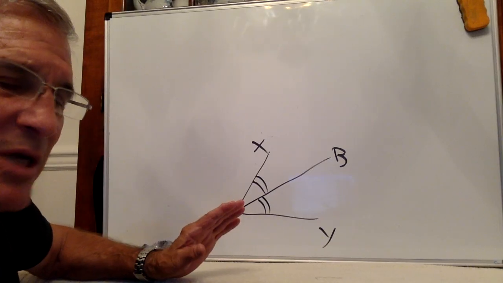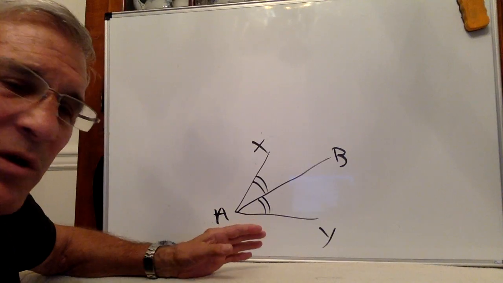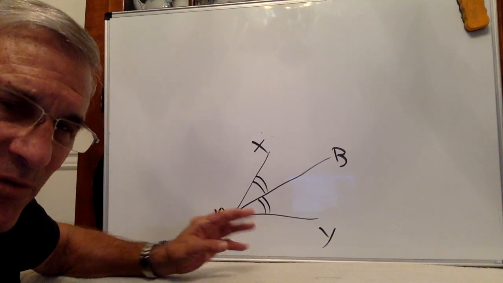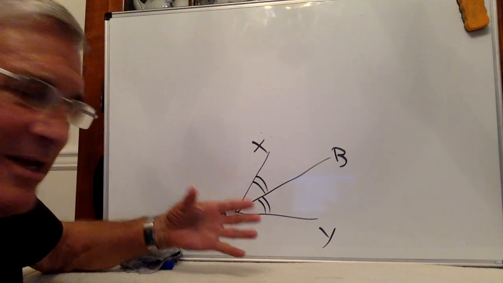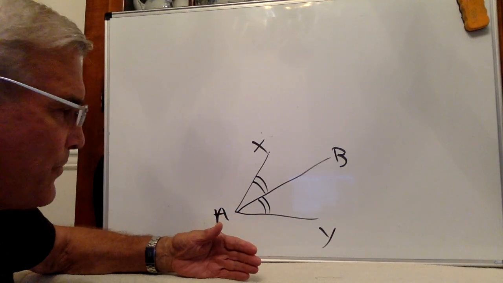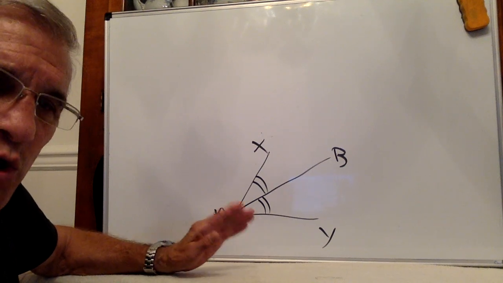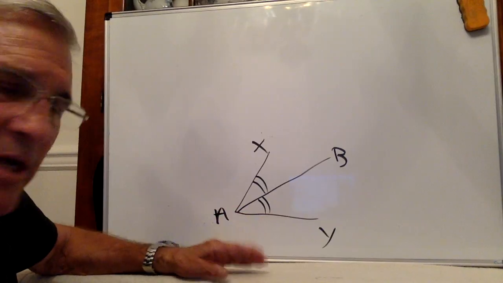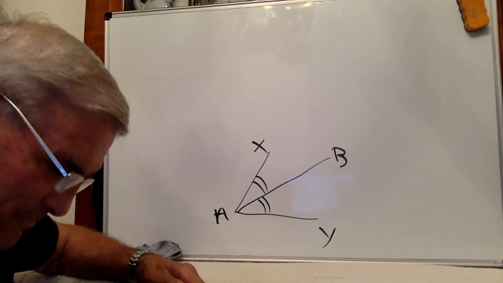You can cut a line segment into any number of equal parts. You can trisect it, 3 equal parts. You can quadrisect it, 4 equal parts. You can cut it into 5 equal parts, whatever you want. Likewise with an angle. You can bisect an angle. You can trisect an angle. You can cut an angle into any number of equal parts.